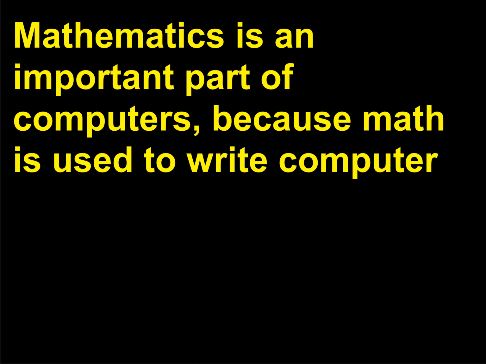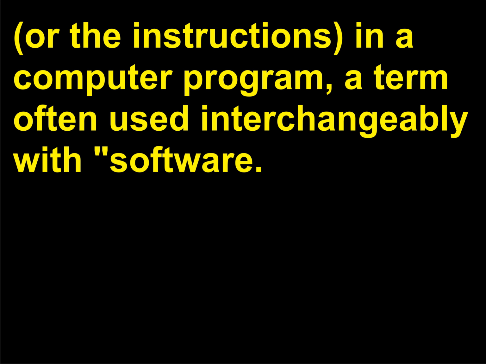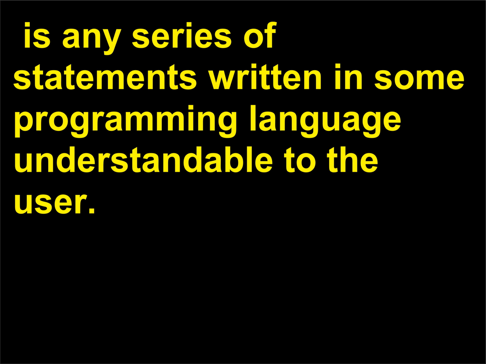Mathematics is an important part of computers, because math is used to write computer codes and programs. The codes are the symbolic arrangement of data, or the instructions, in a computer program, a term often used interchangeably with software. The code, also called the source code, or just source, is any series of statements written in some programming language understandable to the user.